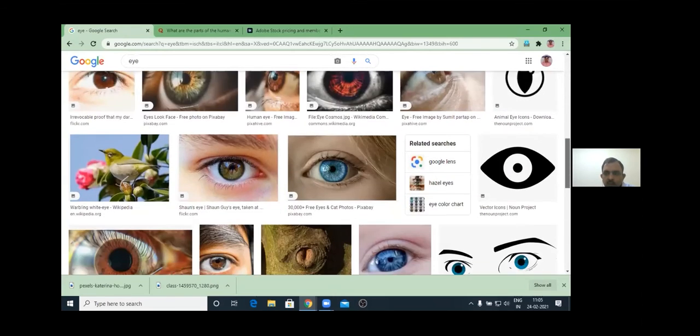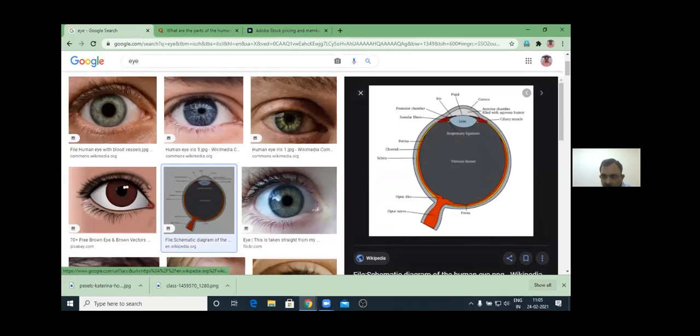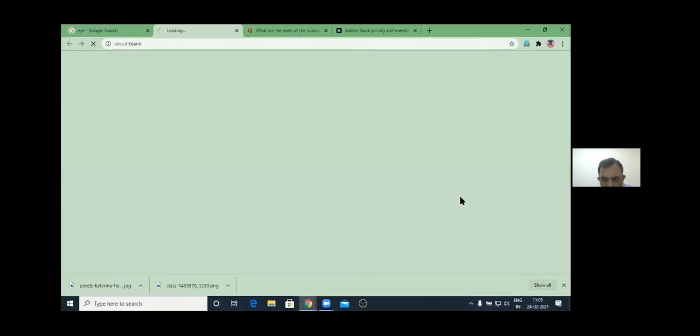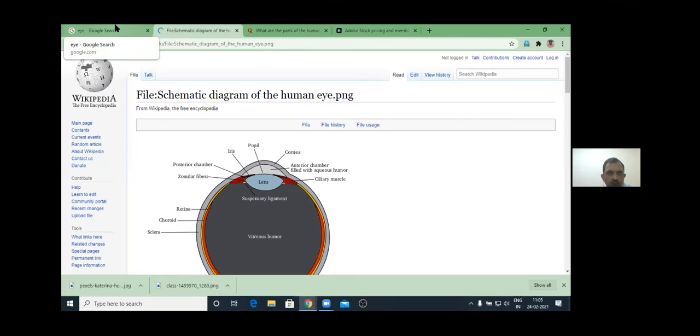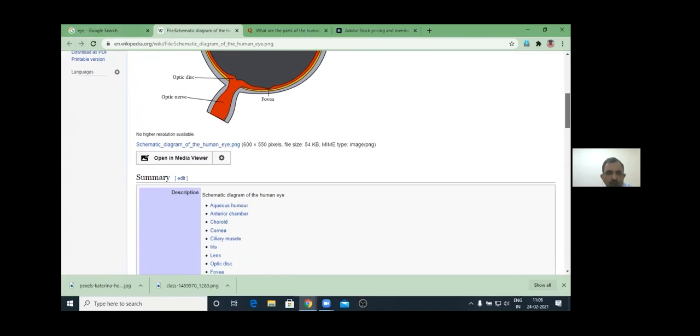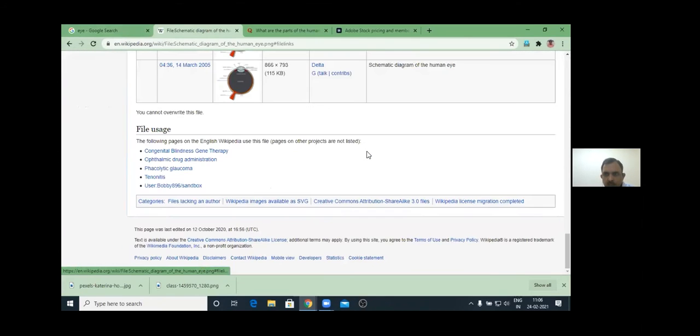So these are coming, right? If we want to use any image, for example, if I want to use this image, then I need to click on the image. When I click on the image, it will show us a link. We need to click on that link. Whenever we click on the link, it will show you how to use it. You see file uses. This image is coming with Creative Commons Attribution Share Alike 3.0.